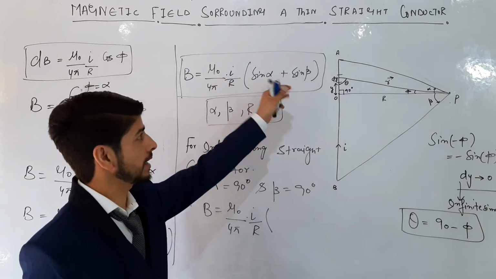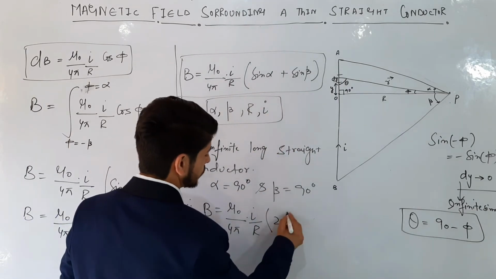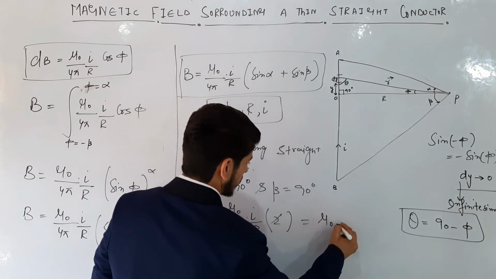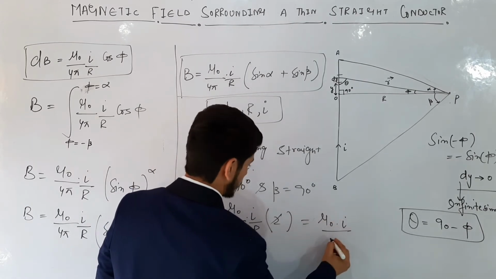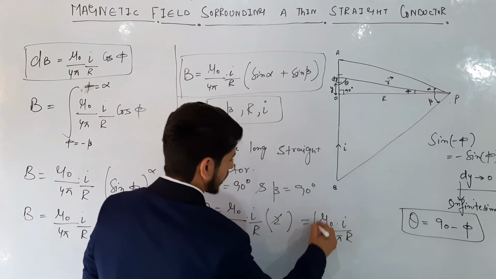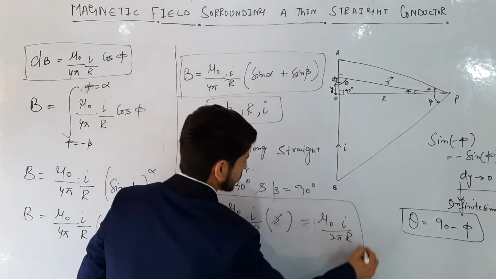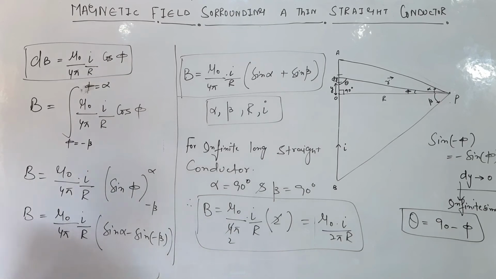Sine 90 degrees will be 1. It will be 2 here, 2R. So it will be mu naught into I upon 2 pi R. This is the value of the magnetic field due to an infinitely long straight conductor.